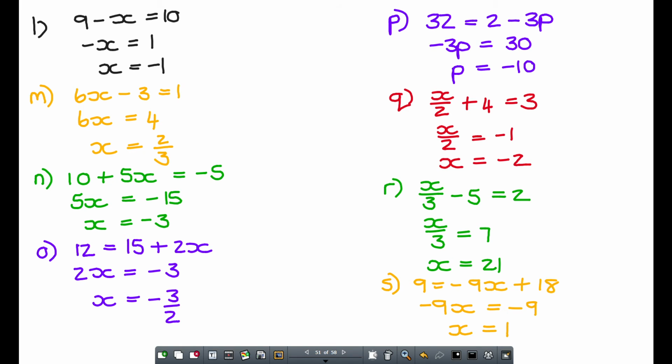Right, any other questions up until... Yes. So you said minus 1.5. Yeah, it's still correct, but it's not necessary. You can leave it as an improper fraction. Okay. Right. Okay.